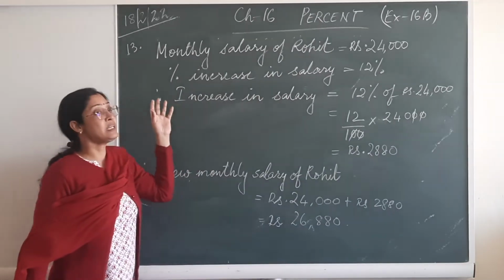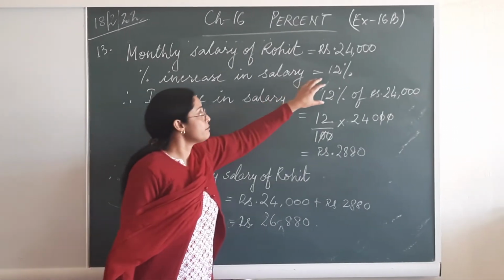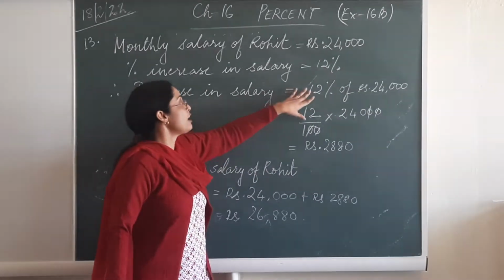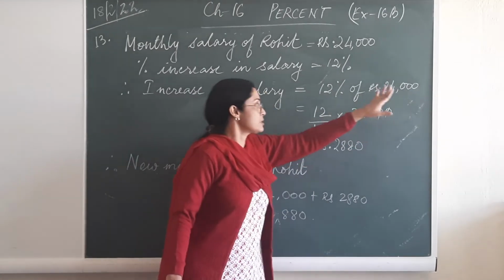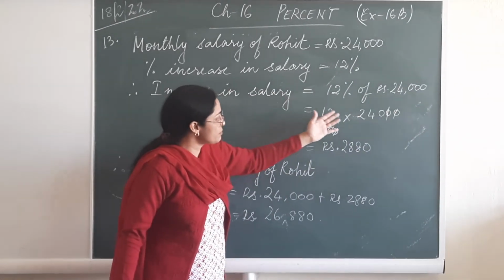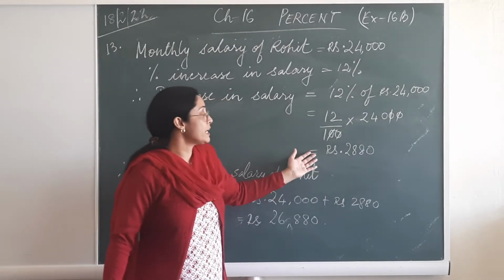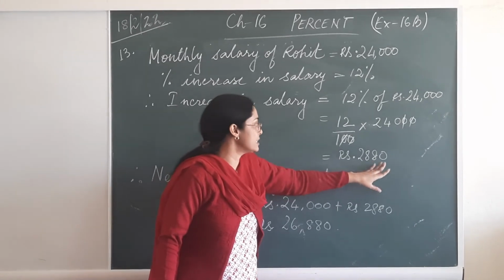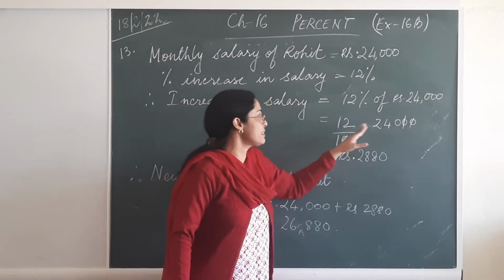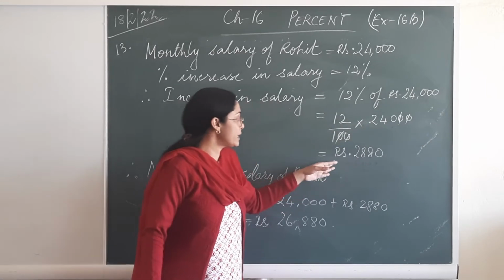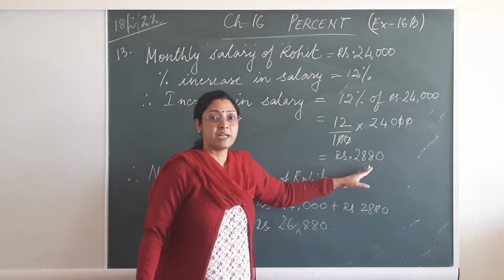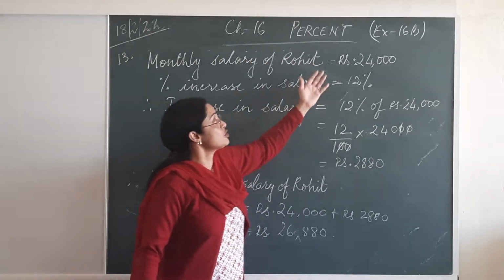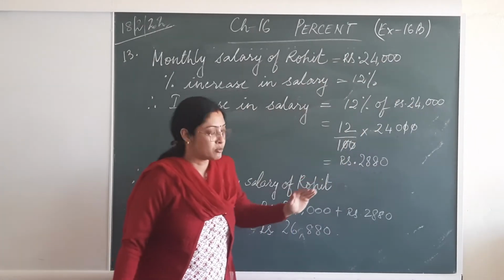To find out the increase in the salary, we will find out 12% of the total salary. That is 12% of rupees 24,000. So, here 12 by 100 multiplied by 24,000, you get the increase in salary as rupees 2,880. That is, if you cancel these two zeros and then multiply 40 by 12, you get the amount as rupees 2,880. This is the increase in the salary, that is 12% of rupees 24,000.